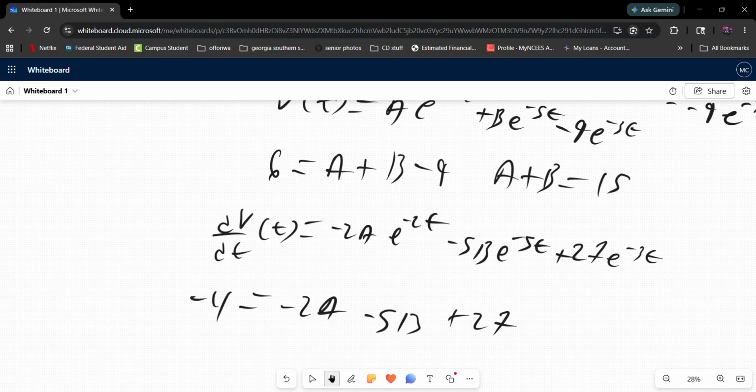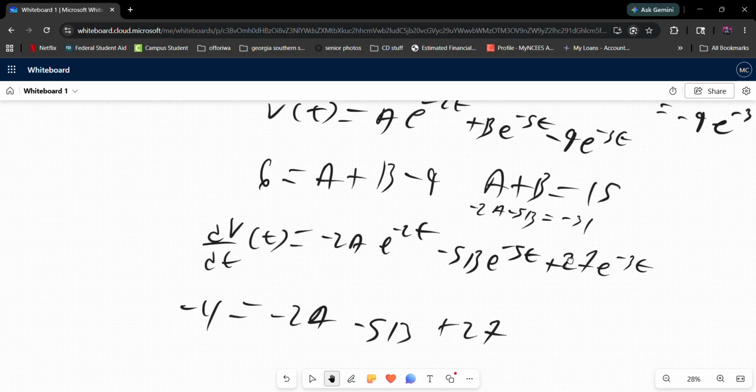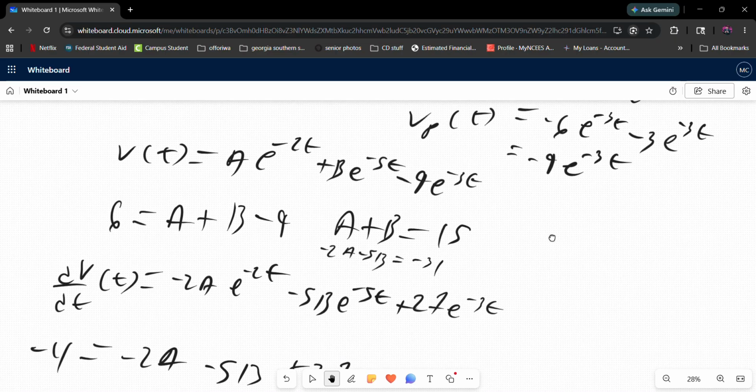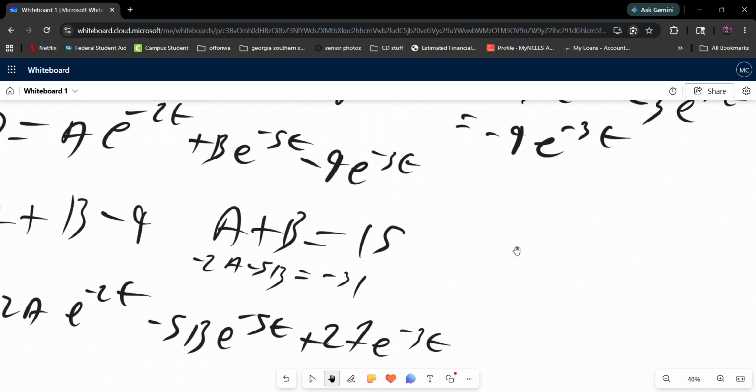So I'm just going to write it under here. We have negative 2a minus 5b equals negative 31. So now we have these two equations. You can use Cramer's rule, or you can substitute. I think I'm just going to substitute this time. I think I used Cramer's rule before when I did this, but substitution just looks nicer right now.